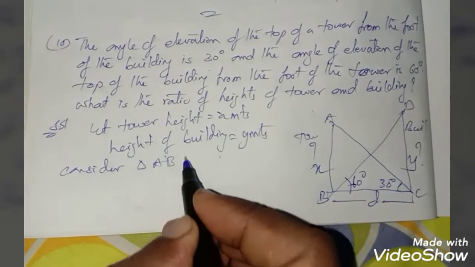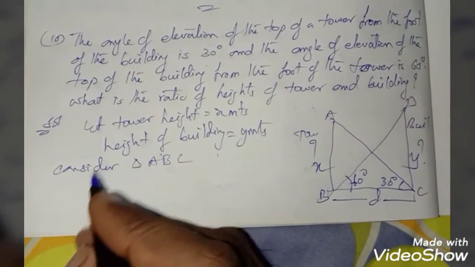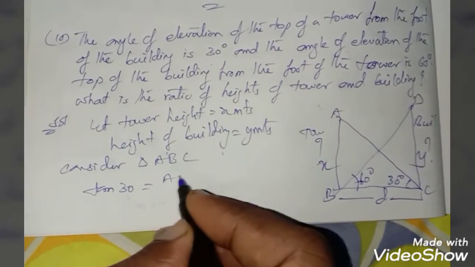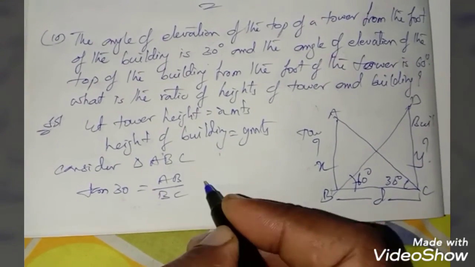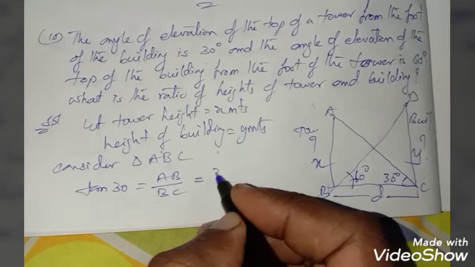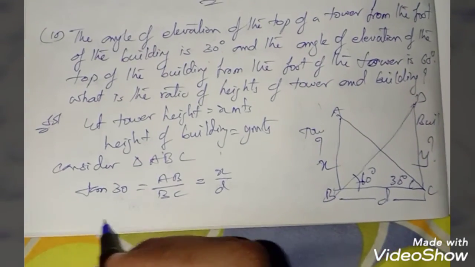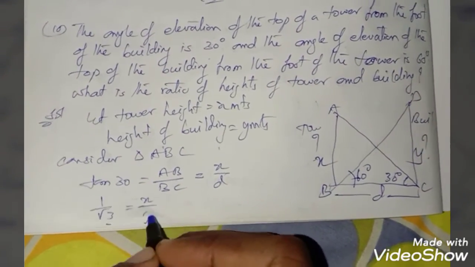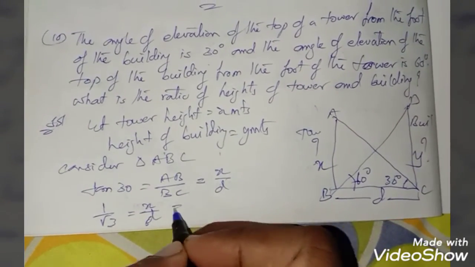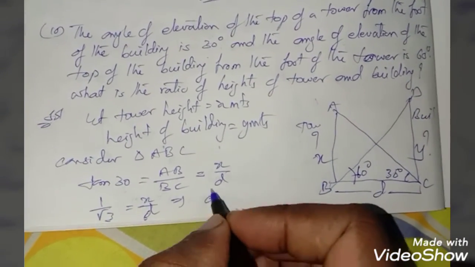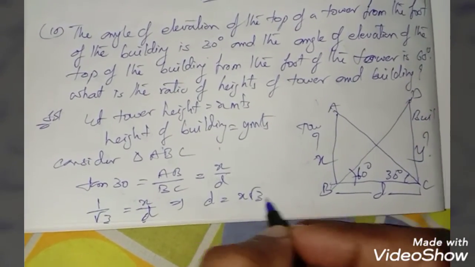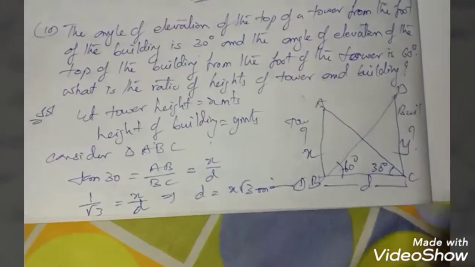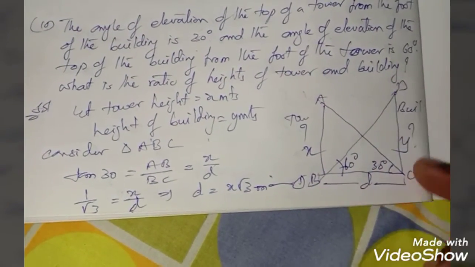Right. Now consider triangle ABC. If I consider this triangle ABC, you will get tan 30 is equal to AB by BC. Now AB by BC is nothing but x by d. Now tan 30 value is 1 by root 3, which is equal to x by d. Now cross multiply. So d is equal to x root 3 meters. Denote this as the first equation. Now consider a second triangle.